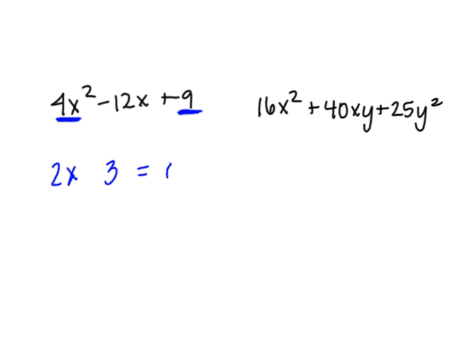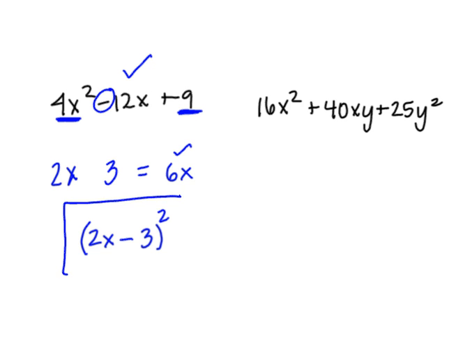If I put those together, I get 6x. But the pattern says I have to double it. So if I double 6x, I get 12x. So that lets me know that this is a perfect square trinomial. So that means I'm going to have a 2x in the front and a 3 in the back. I'm going to take the sign that's in the front, which is negative, and then it's squared because it's a perfect square, and so it would be 2x minus 3 squared.